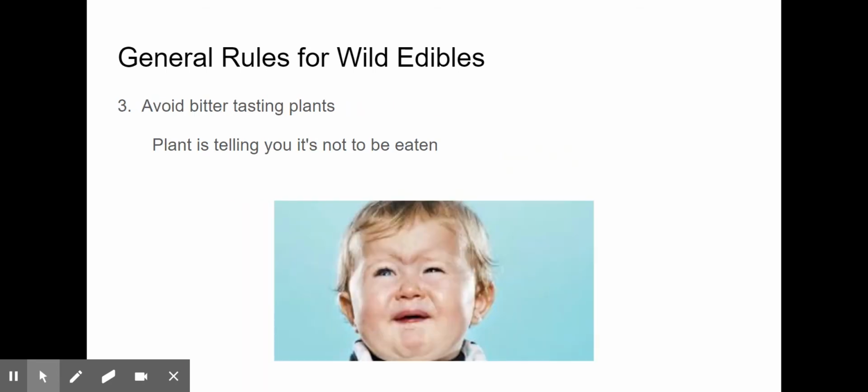So next, avoid bitter tasting plants. Over time, plants have evolved a defense mechanism. Some are bitter, and that tells us that we shouldn't be eating them. Our body is also designed to tell us what is good and what is bad when we eat. So in general, avoid bitter tasting plants. The problem with this one is that you have to taste it, which I don't want you going around just tasting. But if you make an ID and it's bitter, spit it out, and we shouldn't be eating that.